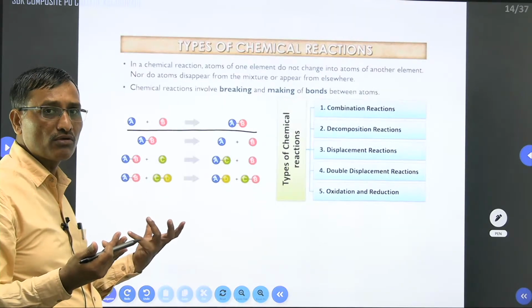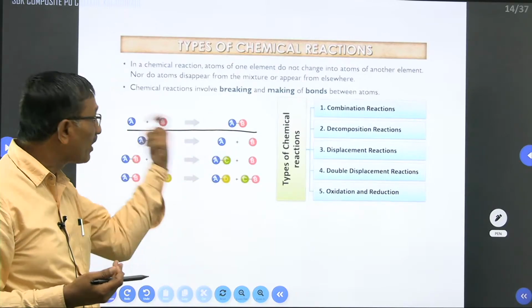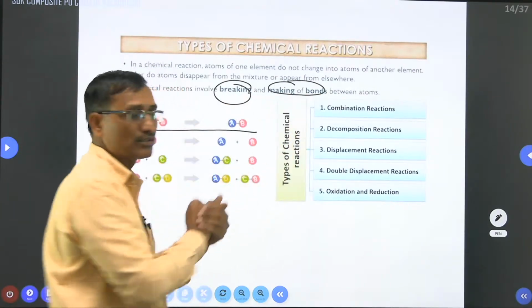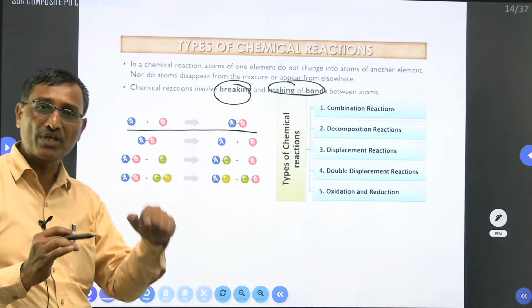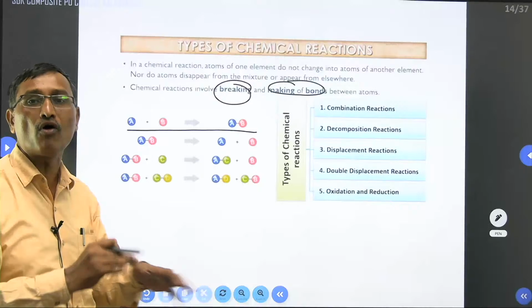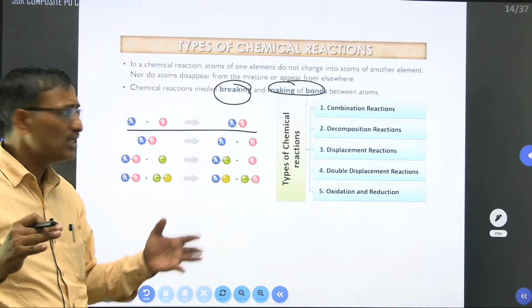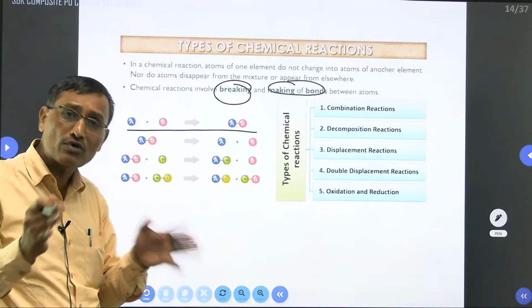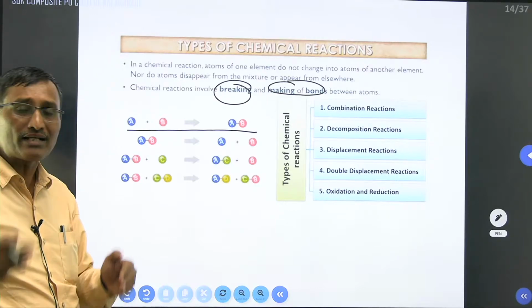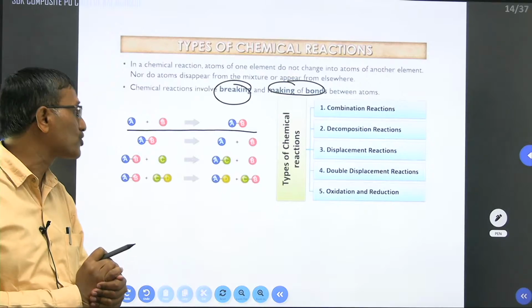Then what actually happens? Here A, B, here also A, B, we can see the same types of atoms are there. The only thing is it involves breaking and making of bonds between the atoms. Breaking of the old bond, formation of a new bond. A chemical bond may be a covalent bond or an ionic bond. A chemical bond is nothing but a kind of force of attraction that exists between the constituent particles. That constituent particle may be an atom, a molecule, or an ion, students.